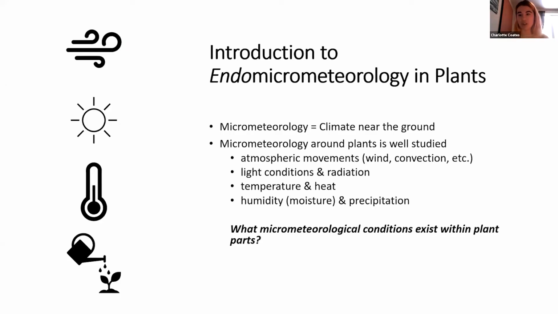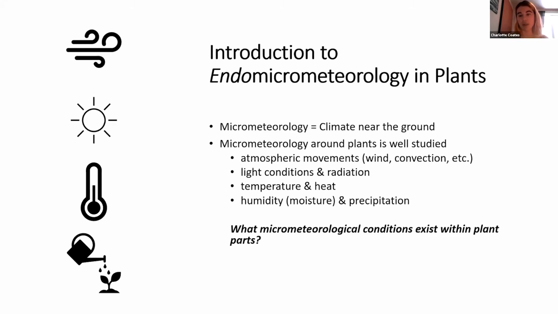So firstly, I'd like to introduce you to our project, which is on a new area of science, which is called endomicrometeorology. And micrometeorology around plants is well studied. Of course, this refers to the climate near the ground, and micrometeorology has been used in vast applications in agriculture already. So we know that the atmospheric movements of wind and convection of air and light conditions and radiation, the temperature and heat in the field, humidity and moisture in the air, and the precipitation as well.